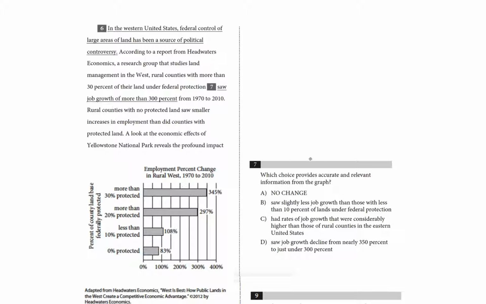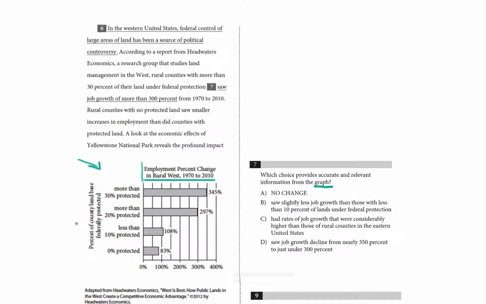Which choice provides accurate and relevant information from the graph? Now, before we go any further, let's take a look at the graph and see what we're working with here. The title of the graph is Employment Percent Change in Rural West, 1970 to 2010.